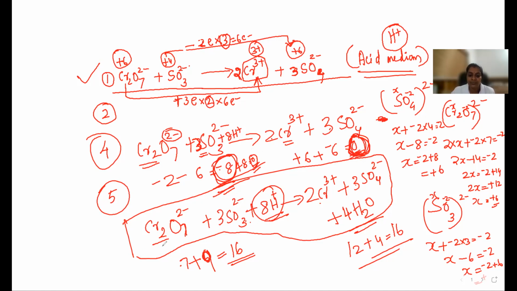Okay. So now we add H plus ions, and we add half that number of water molecules on the opposite side of the H plus ion, in order to balance the number of hydrogen and oxygen. That's all. Now let us see another example also.